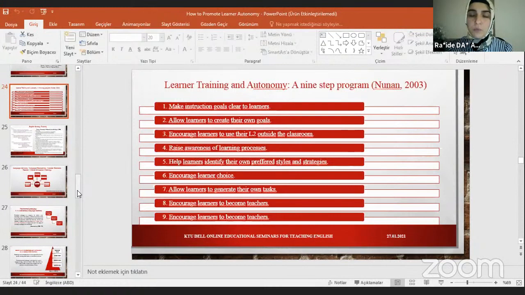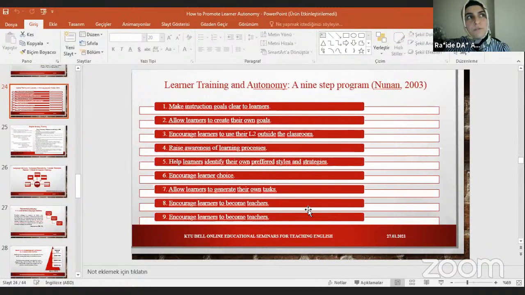You should encourage your learners to become teachers. And the next one is to become researchers this time. So here, as a teacher with your students, in one class, you may ask your students to tell about how to use can-do statements or give some examples. So even young learners enjoy being a teacher in a class. So you can let your students become teachers in your class as well.